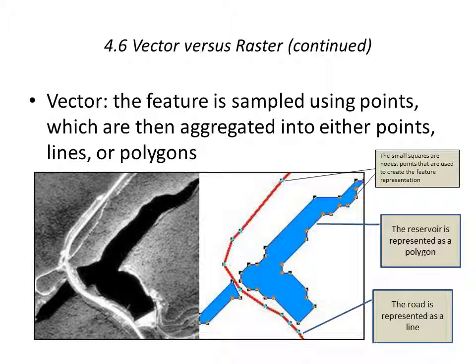It's most likely that this line that represents a road was created through on-screen digitizing, which means that someone entered data by creating a line following the pattern of the road, and the same for the reservoir to create a polygon. So the reservoir is represented as a polygon, and the road is represented as a line. The nodes are the points that are used to create the feature representation. There are all kinds of decisions that have to go into how many nodes need to be placed in the line or in the polygon in order to truly and accurately represent that feature. And that will be the subject of much consideration in later labs.